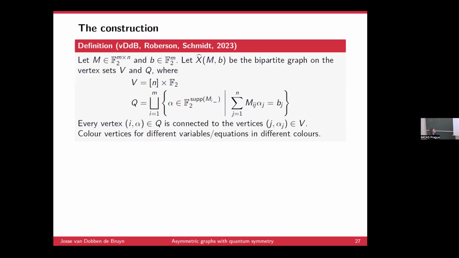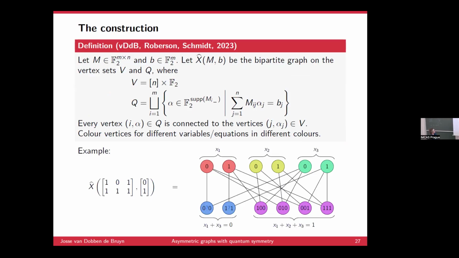Okay, now we come up with this construction. Let me immediately go to the example. This is again a CFI-like construction, but it's not quite a CFI graph. Now we build a bipartite graph from our linear system that will have the right quantum automorphism group.